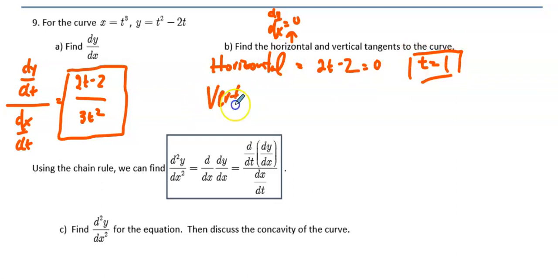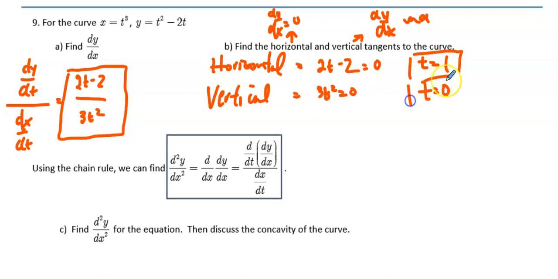I'm so sorry. So for vertical tangents, this is going to be where dy dx is going to be undefined. So you're going to set your denominator equal to 0, and you're going to get that t is equal to 0. So that's where your t equals 0 and your t equals 1. This is where your horizontal and your vertical tangents are.